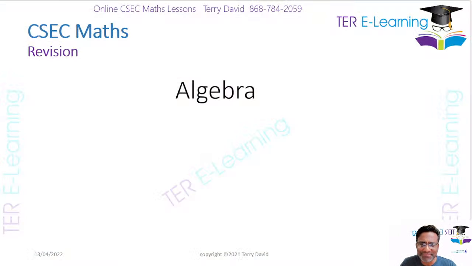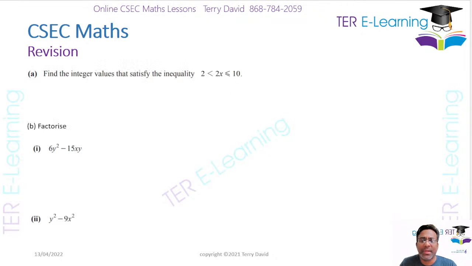So let's begin. Let's look at this first question here. These are all exam type questions that you can get in the real exam. The first question is: find the integer values which satisfy this inequality. We have 2 is less than 2x, which is less than or equal to 10.